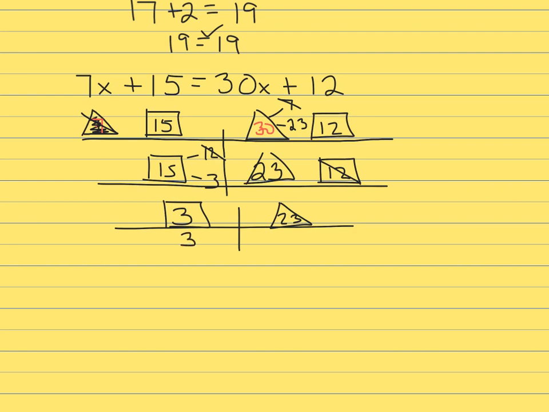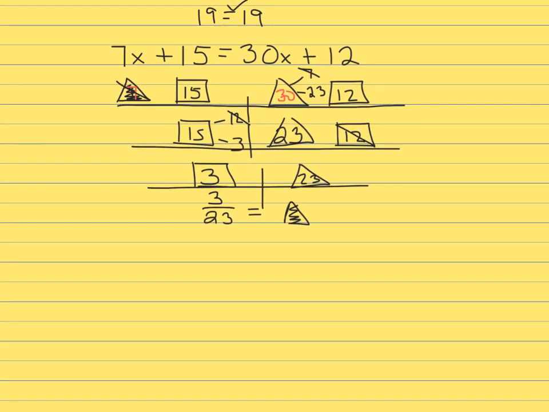So it's going to be my number value divided by my number of triangles. It's going to be the value of 1 triangle. Here it looks a little weird because our number was smaller. It just means our number is going to be a fraction, and we can't reduce 3 out of 23, so that's just our final answer.